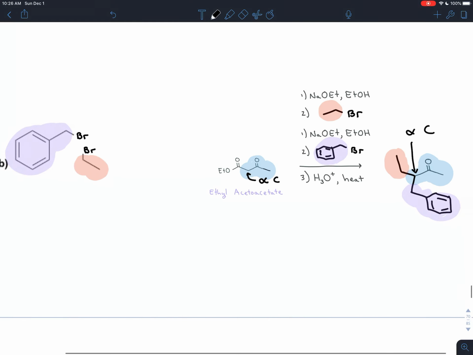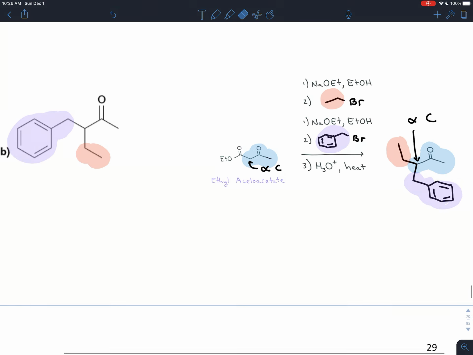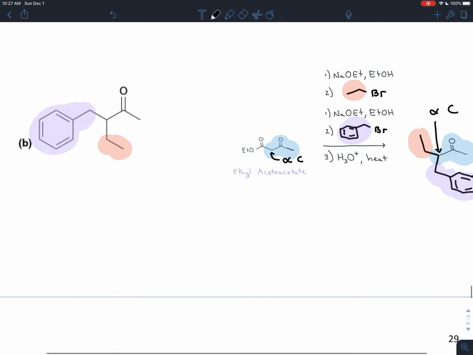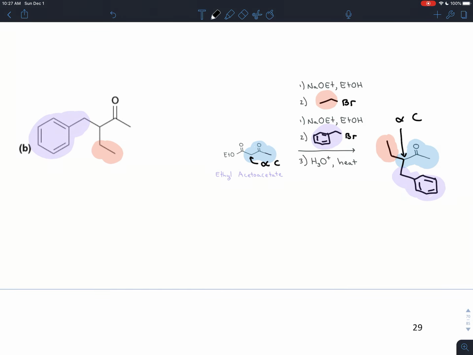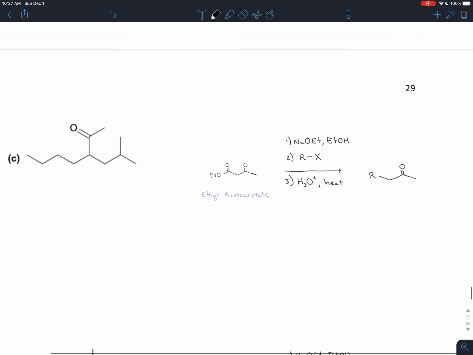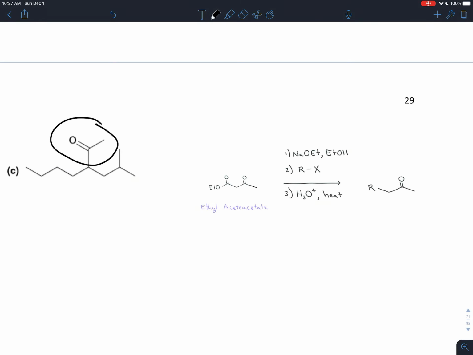And so you'll notice that if you go back to this original structure, that's what we have. We have the benzyl group and the ethyl group on that alpha carbon. So when you see a methyl ketone, you'd think in your mind, I can make that using the acetoacetic ester synthesis. Okay. Yet again, you would see a methyl ketone in C, and so you'd say to yourself, I can make that using the acetoacetic ester synthesis.